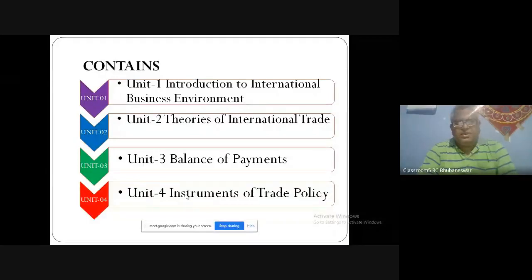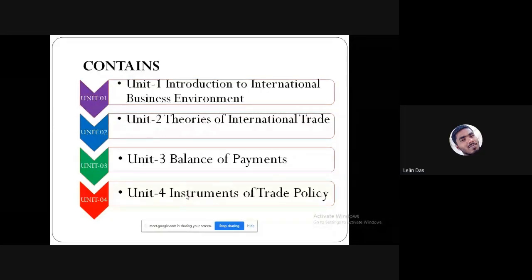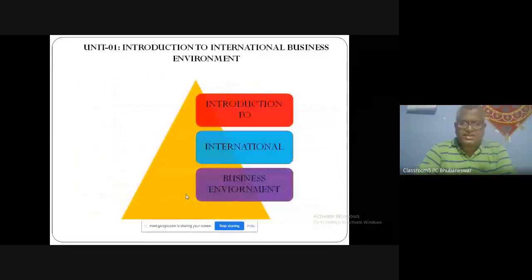But here in IBO-1, the topic is also divided into four units. The first unit is the conceptual framework of international business, the next, unit two, is theoretical, the third one is the balance of payment, and unit four is called the instruments of trade policy.